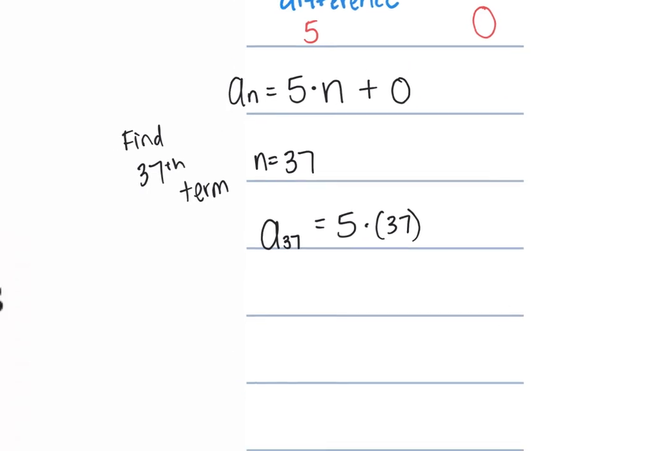And then 5 times 37, we can do it over here. 5 times 7 is 35. Put the 3 up here. 5 times 3 is 15 plus 3 is 18, 185. So a sub 37 is 185.